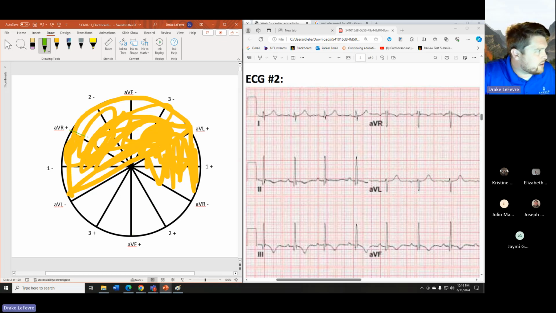AVR. Identify AVR. Identify the line that runs perpendicular to it. AVR, we look at the side. This side is positive. This side is negative. AVR, is that negative or positive? Negative. AVR is negative. So we're going to shade out this piece right here.